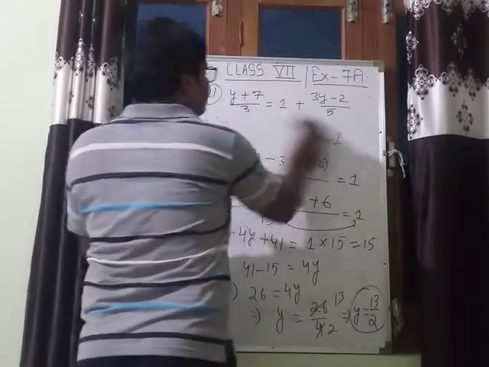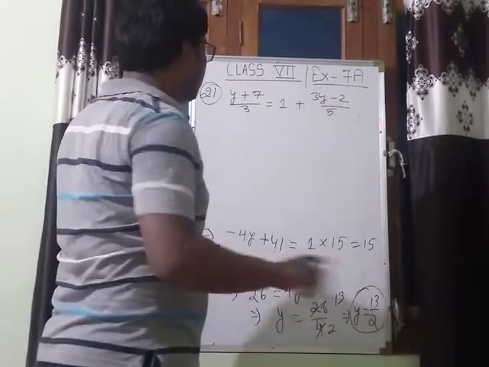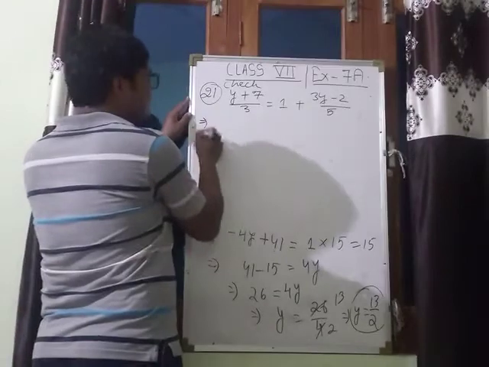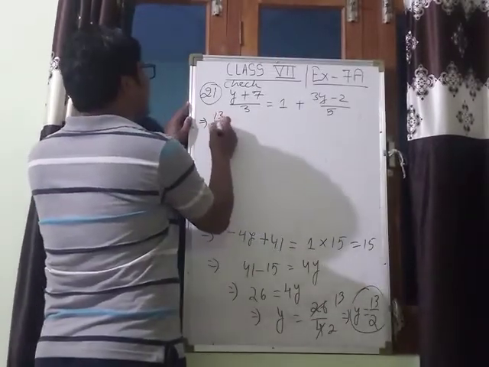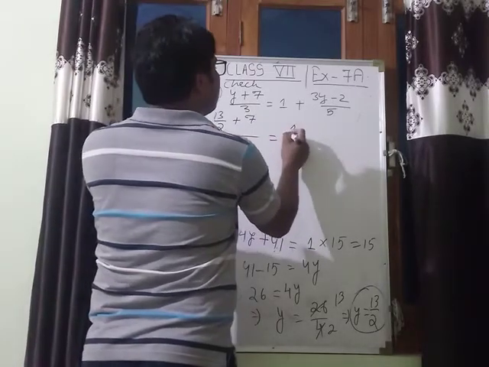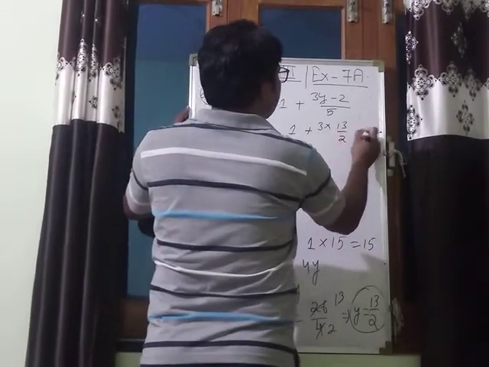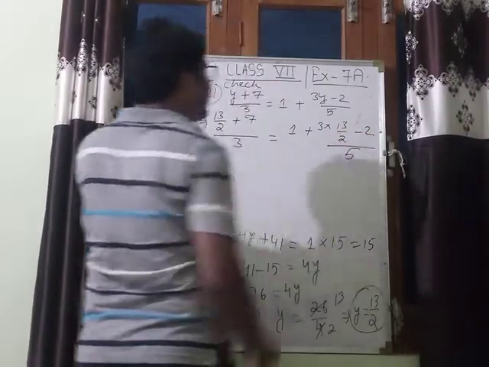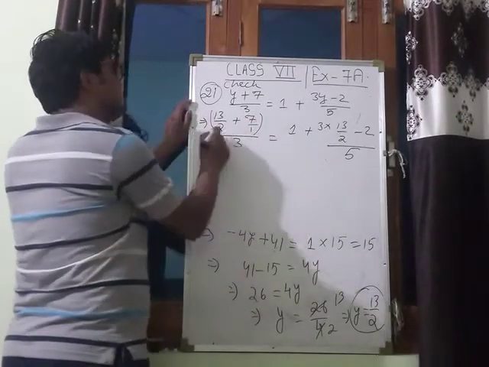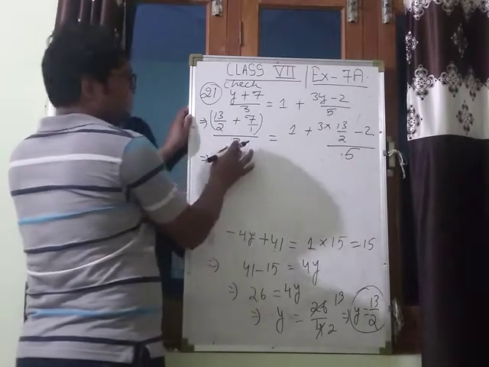So our equation is this one. This one I am going to check. See, put the value of y. Y is 13 by 2. (13/2 + 7)/3 is equal to 1 + (3 times 13/2 - 2)/5. Okay. So from here you can see this can be written as 1 by 3.